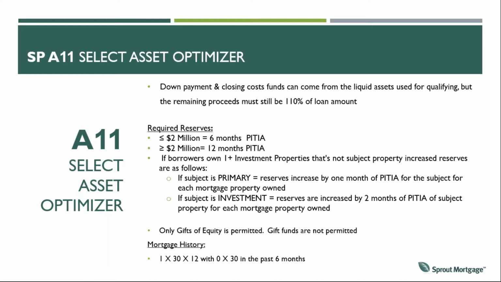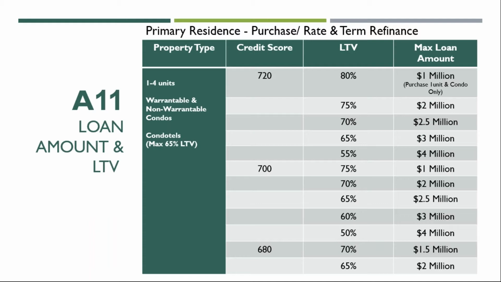Did I miss anything? Yes, the mortgage history. Again, just like on some of the other products that we've gone over, we will allow a one-time 30 in the last 12 months, and no late payments in the last 6 months as far as mortgage history is concerned.